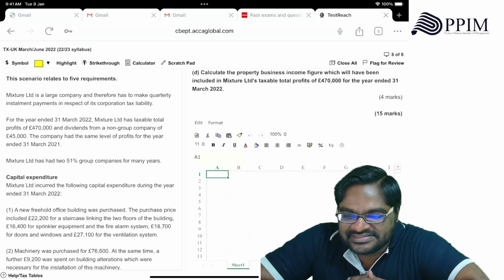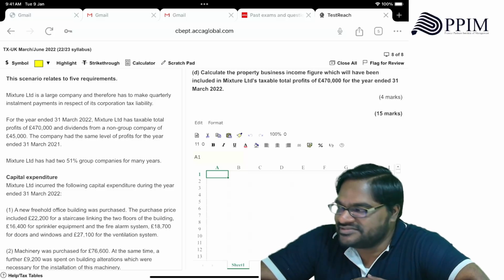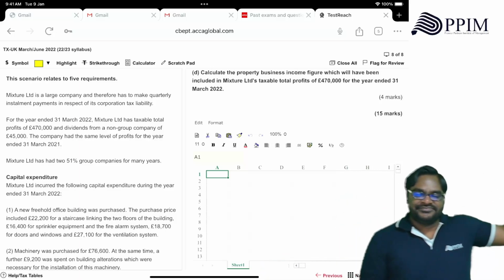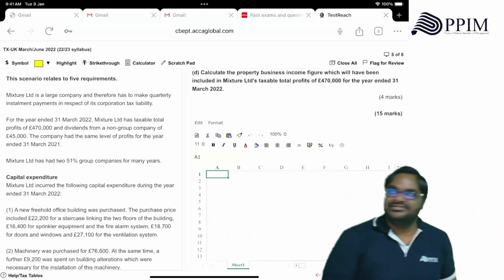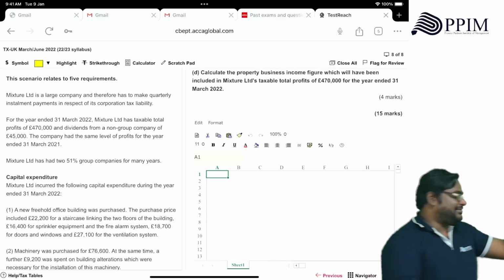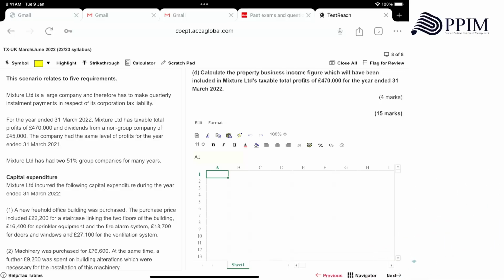Calculate the property business income figure which will have been included in Mixture's taxable profits of 470,000 pounds. Okay, guys, quickly. 4 marks, 4 minutes. It's straightforward. Quickly, try to get the answer.